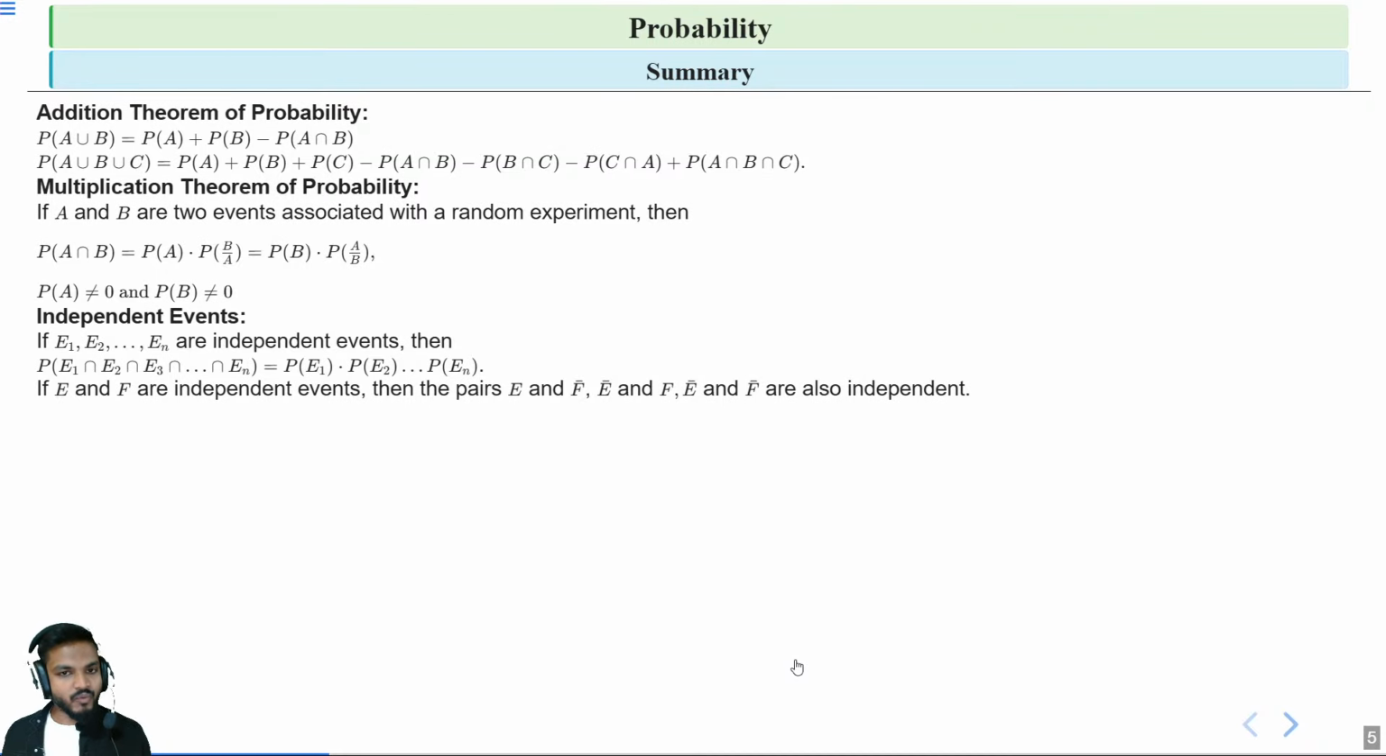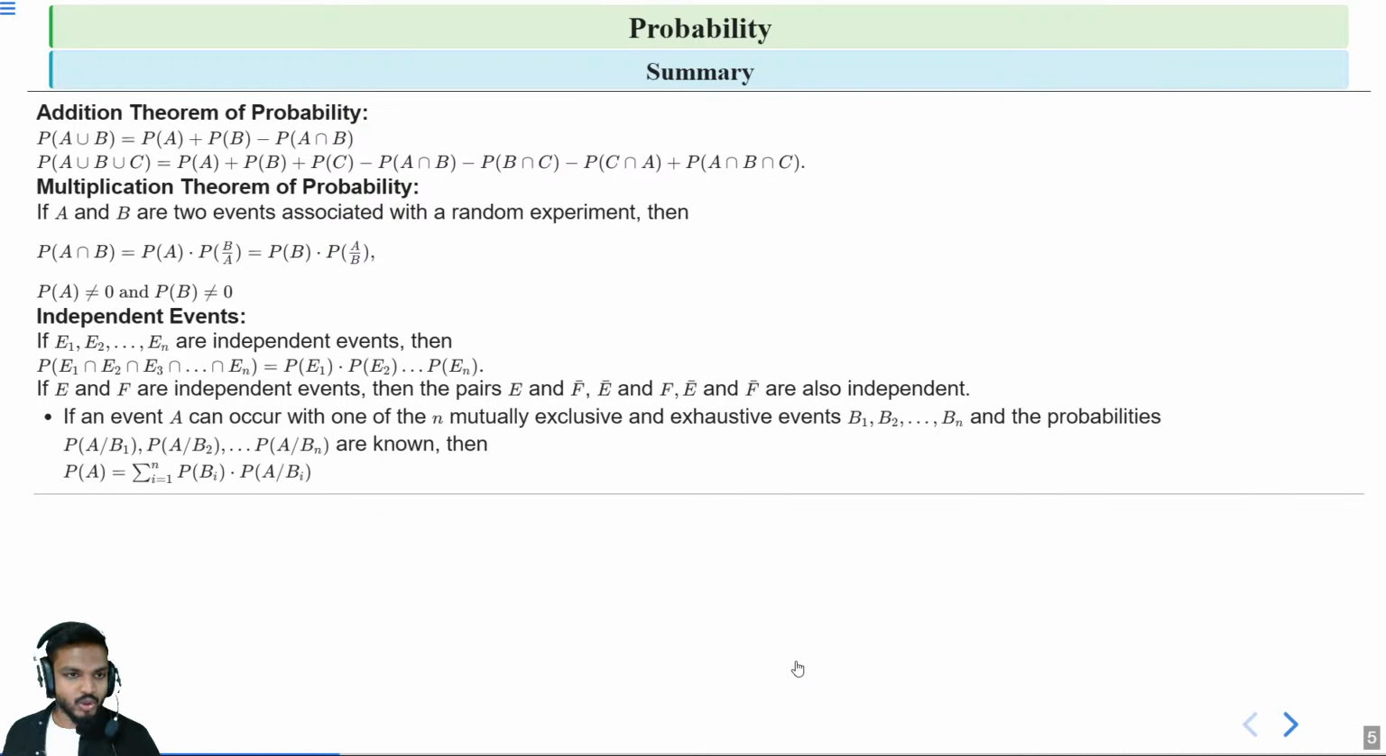Okay. And one of the most important things is that if two events E and F are independent, then the pairs E and F complement, E complement and F, and E complement and F complement are also independent. That means if probability of E intersection F is probability of E into probability of F, then for the other pairs, probability of E intersection F complement is also probability of E into probability of F complement. Okay.